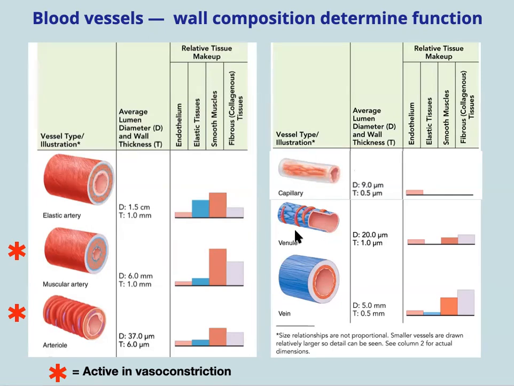And venules and veins, especially the larger veins, have a thin wall, so they serve as capacitance vessels. In that sense, they are able to serve as volume reservoirs. They can contain a lot of volume of blood.